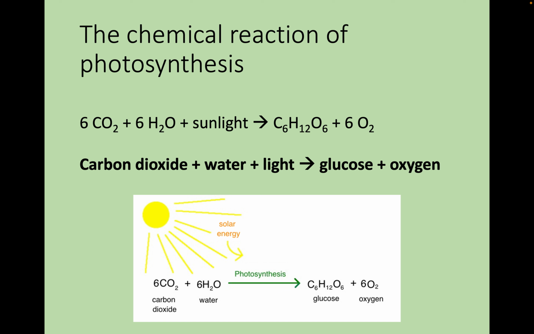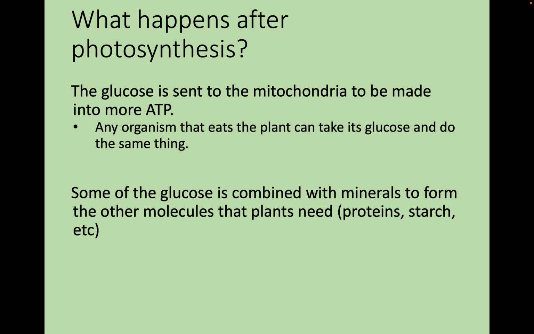So after a plant makes these things, then what happens to the glucose and oxygen? Well, the oxygen goes off into the air. It's the oxygen we breathe. But the glucose gets sent to a different organelle called the mitochondria, which you might have heard of, and it makes ATP. That's cellular respiration that we're going to see next week. It's very similar, but it's the thing that mitochondria do to make energy.